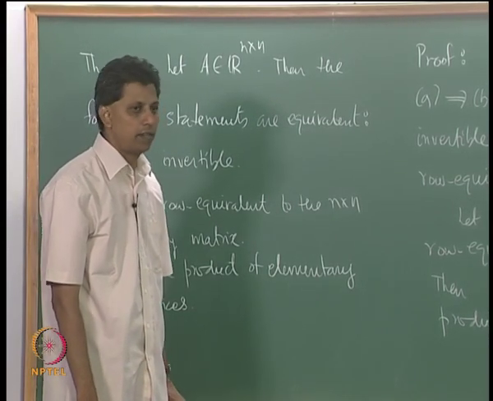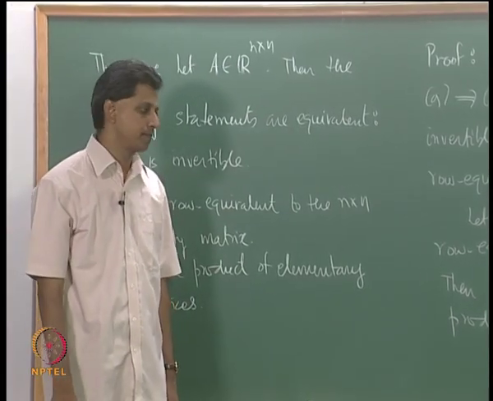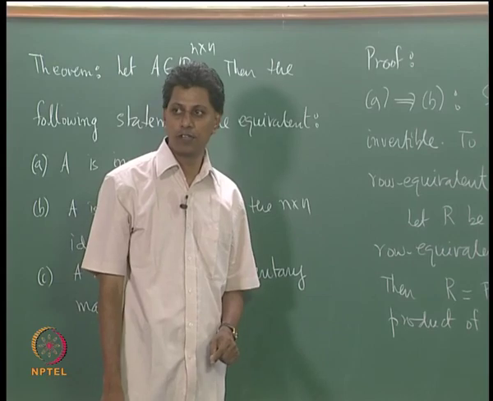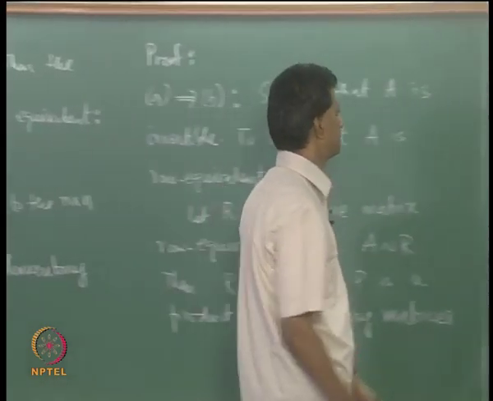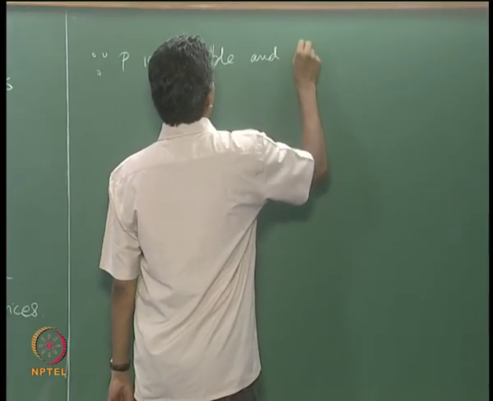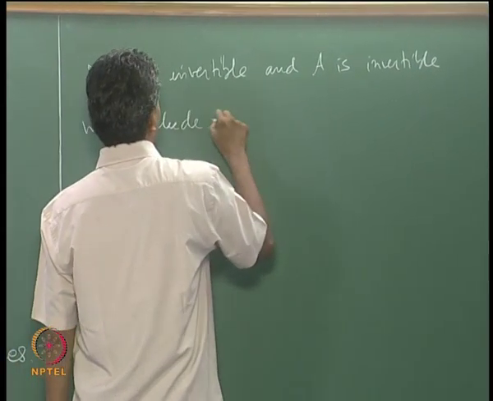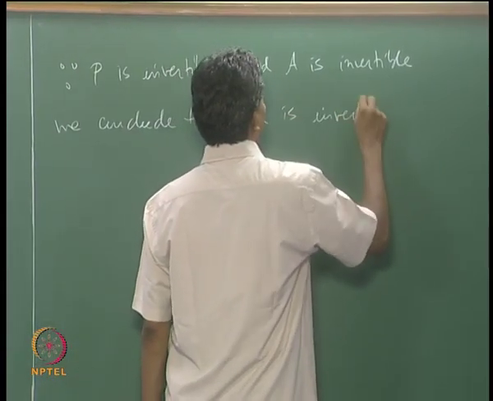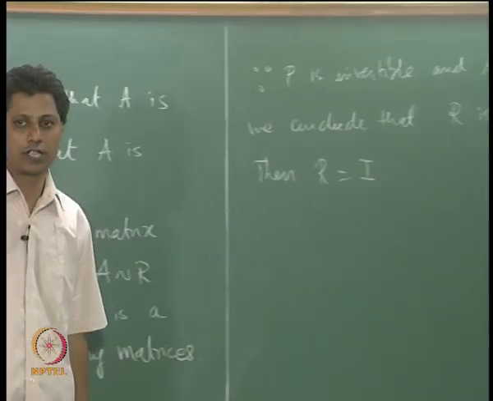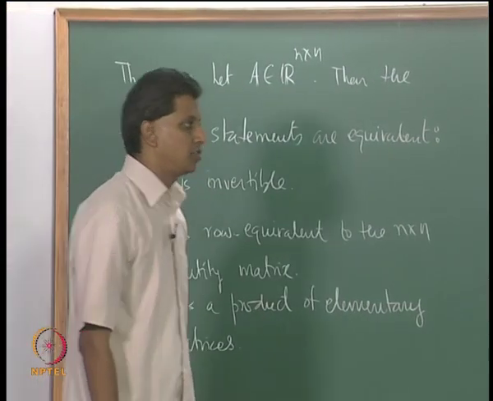Now what I know is that each elementary matrix is invertible, and a product of invertible matrices is invertible. That was proved yesterday. So P is invertible, and I am given that A is invertible, so the product PA is invertible. Since P is invertible and A is invertible, we conclude that R is invertible. But we know that R is a row reduced echelon matrix, so if it is invertible then it must be equal to identity. And so R is equal to I.